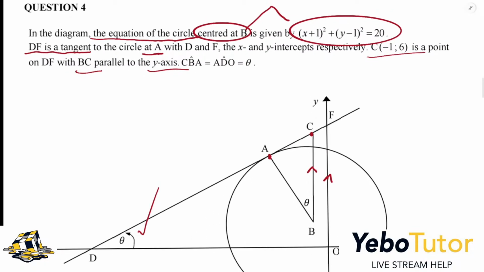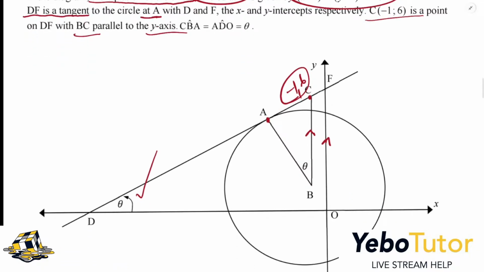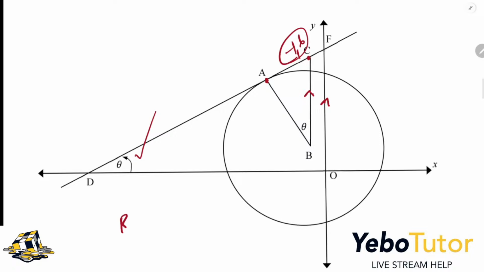Point C is given as (-1, 6). Okay, so that's point C, which is (-1, 6). So we can find the length of BC. From what we are seeing here, BC is equal to 5. BC is equal to 6 minus 1.